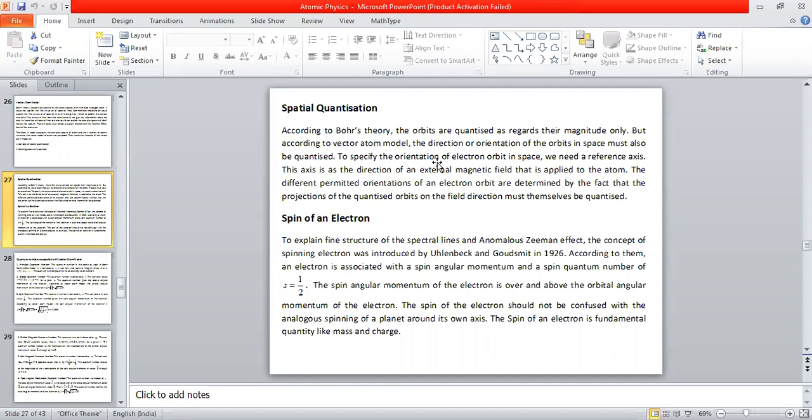Whether it is the case of Bohr's theory or Sommerfeld's theory, in Sommerfeld's theory there are two quantization conditions. One is the quantization condition for angular momentum, P phi, and another is the quantization condition for radial momentum, P r.